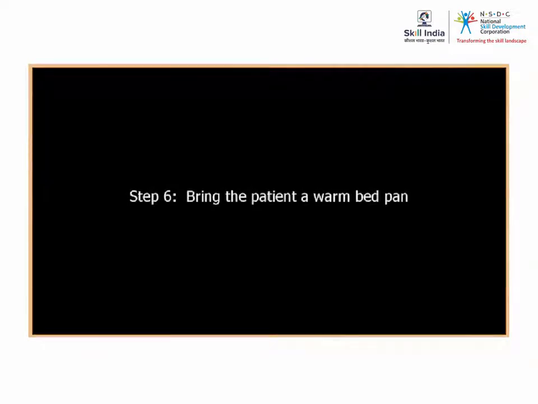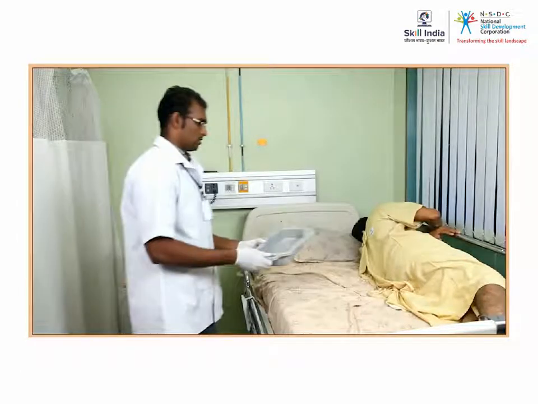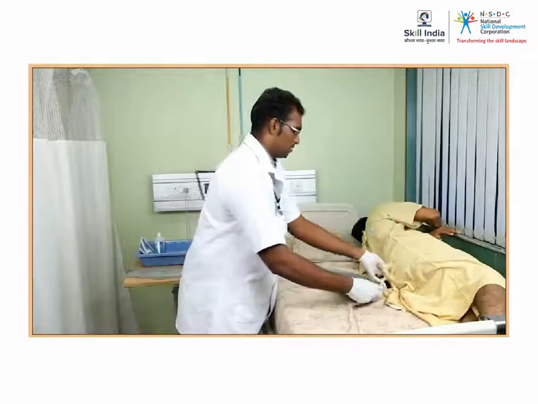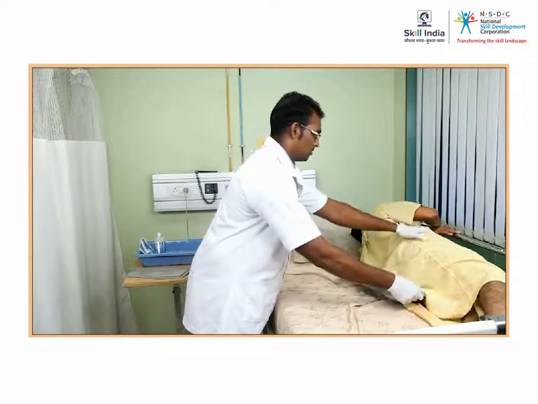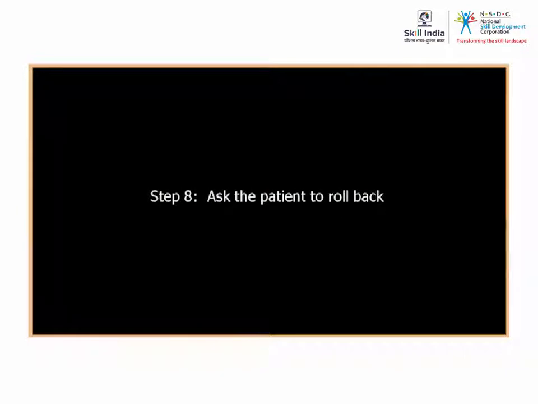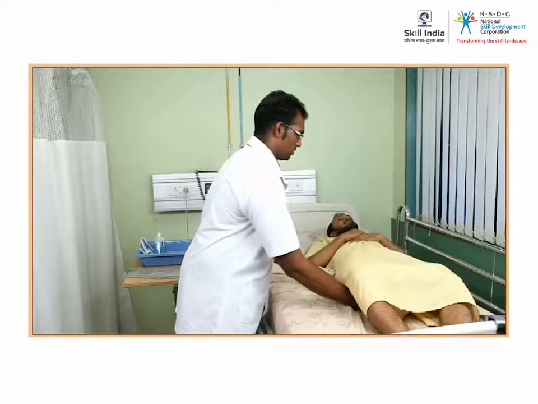Bring the patient a warm bedpan inserted in a paper cover, rinsed in hot water and dried. Place the bedpan against the buttocks, ensuring that the curved edge of the bedpan is under the buttocks. This will be the part of the bedpan that looks lower in size than the other. Ask the patient to roll back, ensuring that the bedpan stays in place.